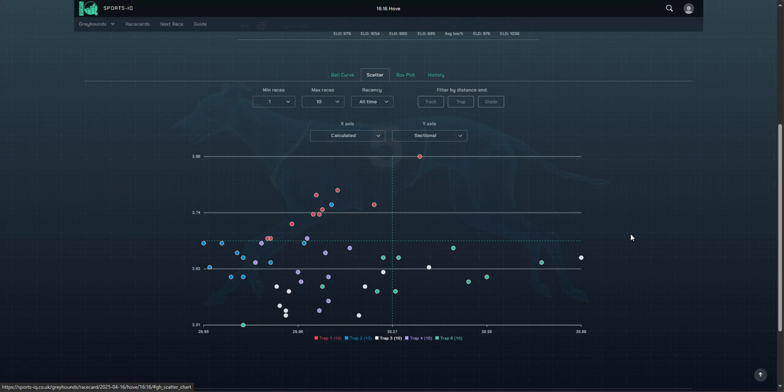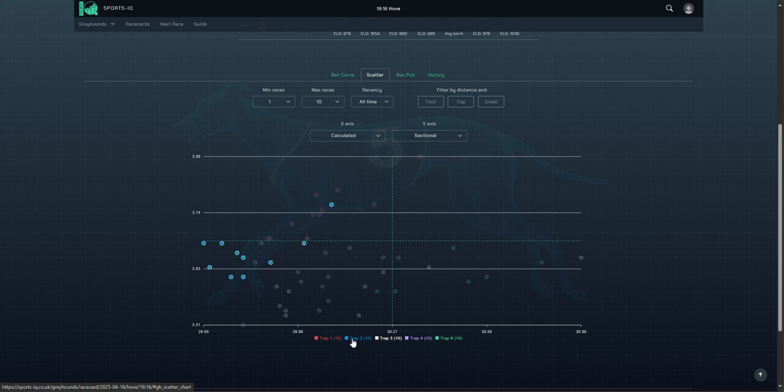Now let's look at another scatter graph. At first glance, looking at this one, you will notice most of the dogs are set to the bottom left and top left quadrants, meaning they are all pretty fast in their own right. But let's dive deeper and hover over each individual dog to see what this scatter graph tells us. So looking at dog 1, it has the slowest sectional times of all the dogs on average, but has fairly decent calculated times, meaning it can finish well.